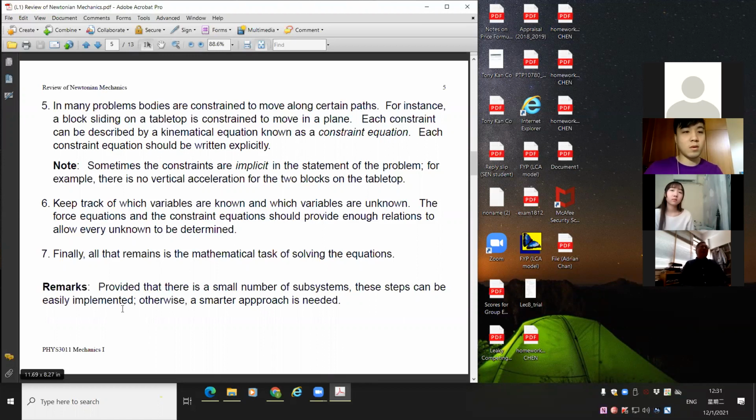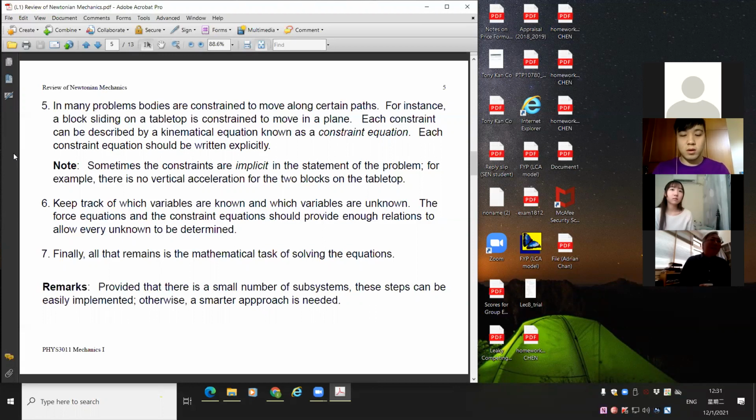Now, sometimes the constraints are implicit in the statement of the problem. For example, there's no vertical acceleration for the two blocks on a tabletop. So this is the so-called implicit statement.